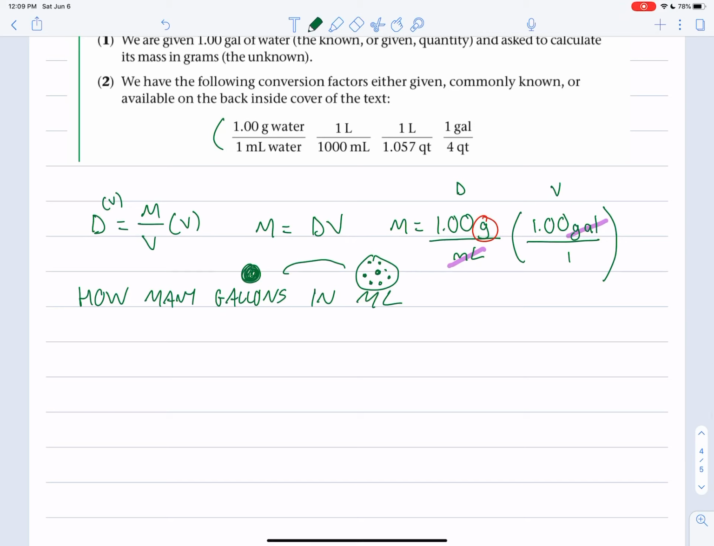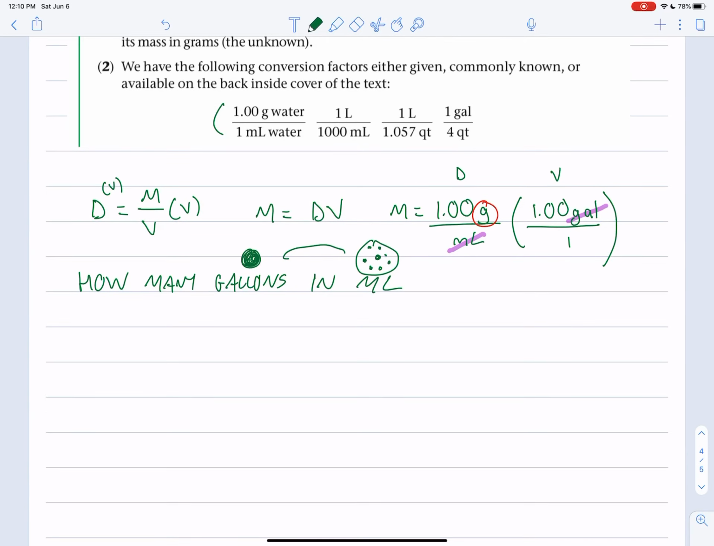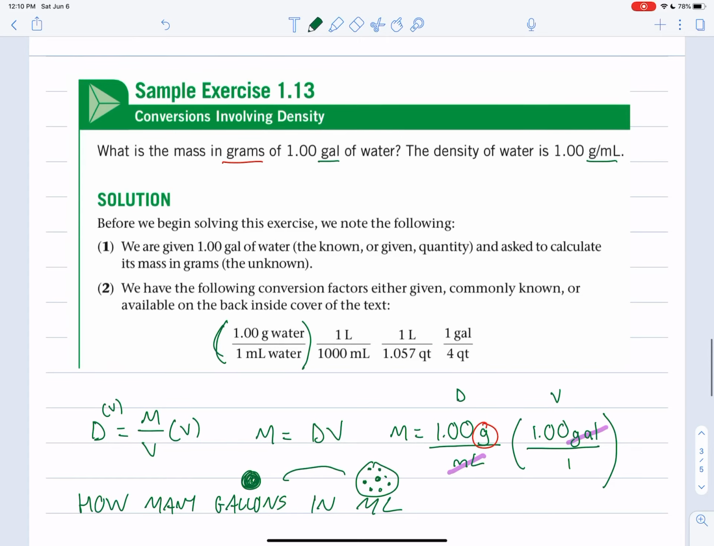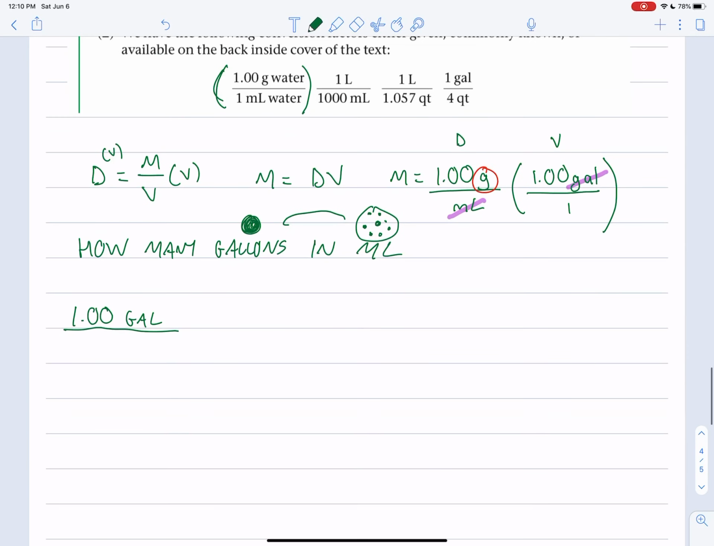All right, so they give us some conversions here. They're not giving us directly milliliters to gallons. What they are giving us is liters to quarts and quarts to gallons. All right, so let's do that. They're also giving us 1 gram of water equals 1 milliliter of water. I don't know that we need that for this, but let's figure it out and see if we can get the answer depending on what we know makes sense.